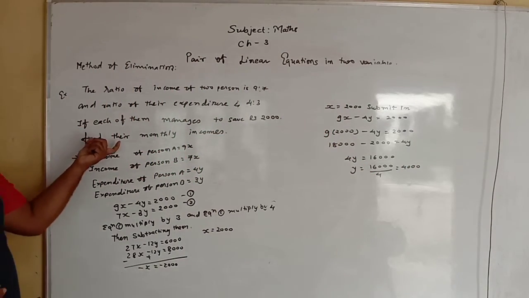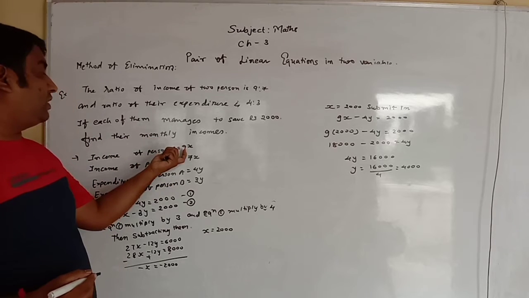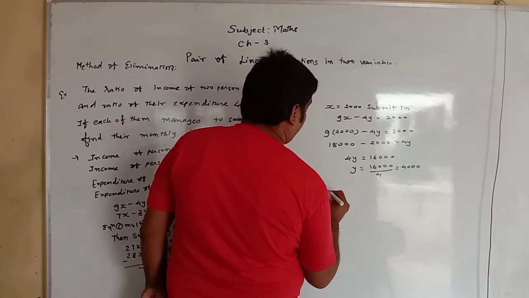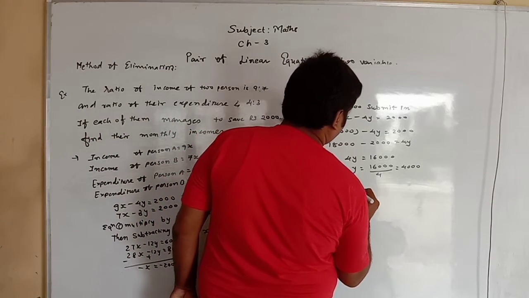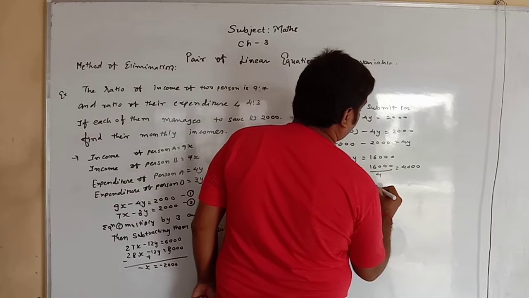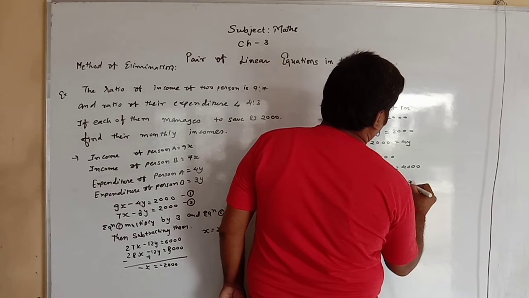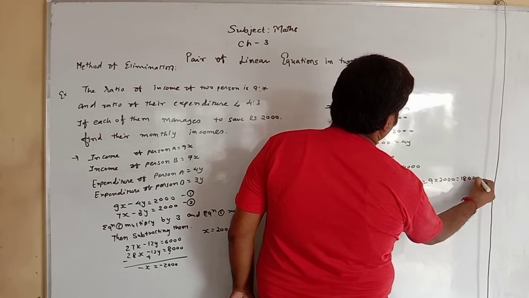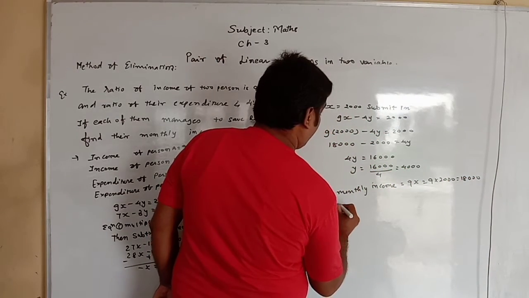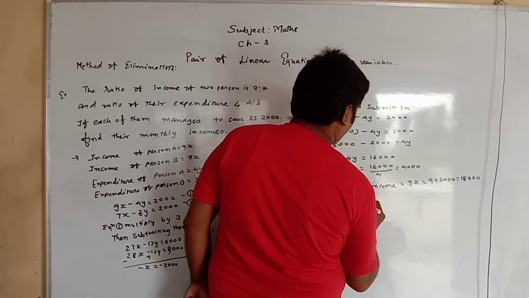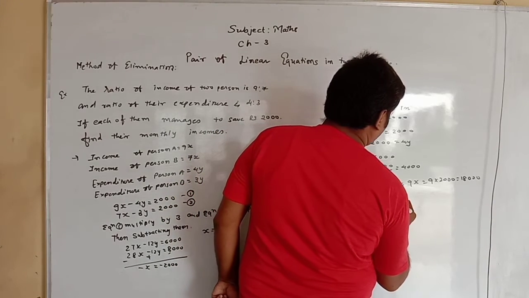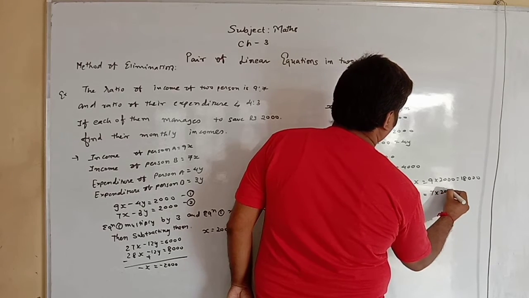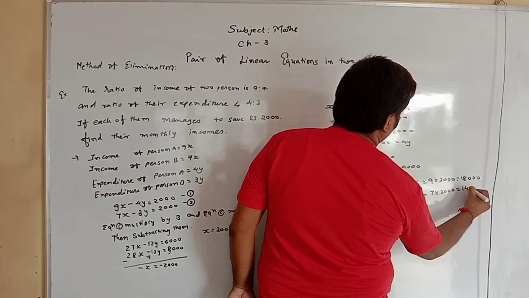Now our final answer was the monthly income. The monthly incomes are 9x and 7x. So A's monthly income will be 9x, which means 9 into 2000, that is 18,000, and B's monthly income will be 7x. So 7 into 2000 will be 14,000.